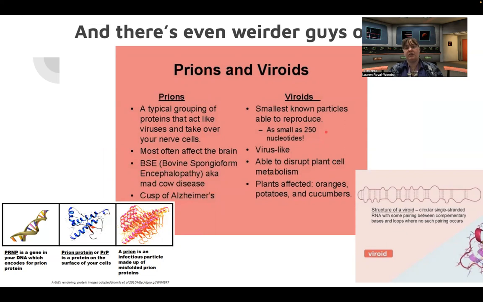Now, viroids are the smallest of these virus-like agents.